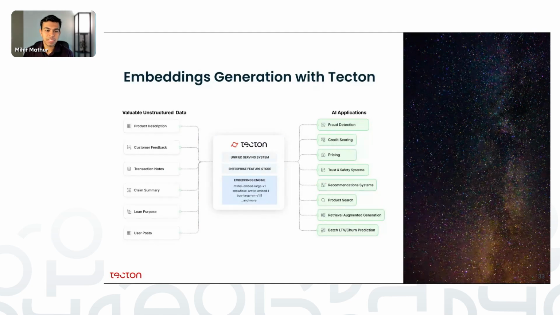Now, customers have been talking to us about using Tecton embeddings for these types of valuable unstructured data: product descriptions, customer feedback, transaction notes, claim summary, loan purpose, user posts. For applications like fraud detection, credit scoring, pricing, and so forth. And here are some of the open source models we've added. We're continuing to add more, and we're very open to adding more models that customers ask us to add.